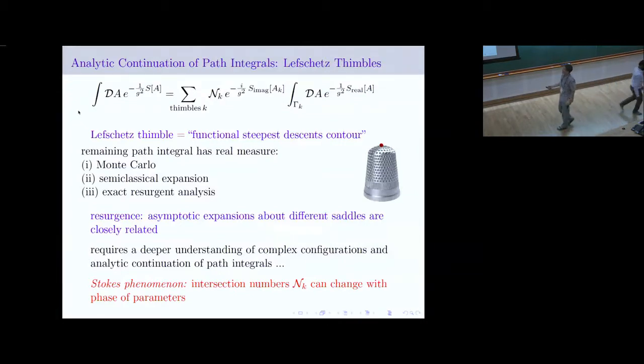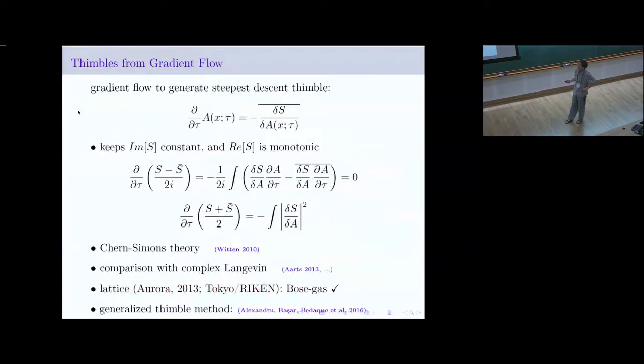We didn't really need anything about resurgence here, but the implication is that resurgence will tell you something about connections between different thimbles. So that can be a very useful cross-check. So one possible way to generate these thimbles is once you have the saddle point, you can generate the thimble by solving this complex gradient flow equation.